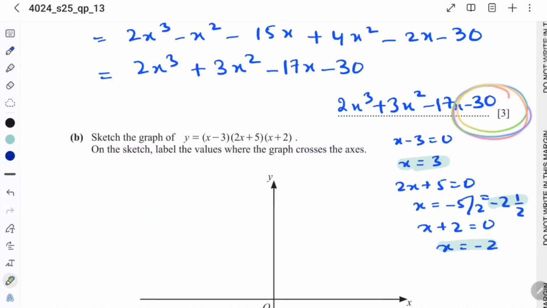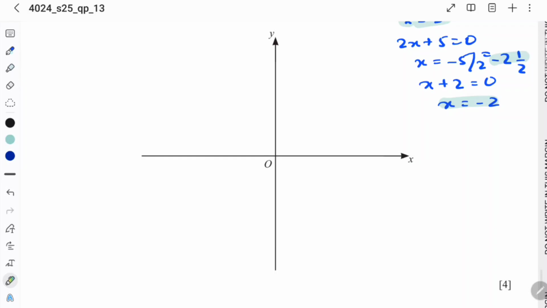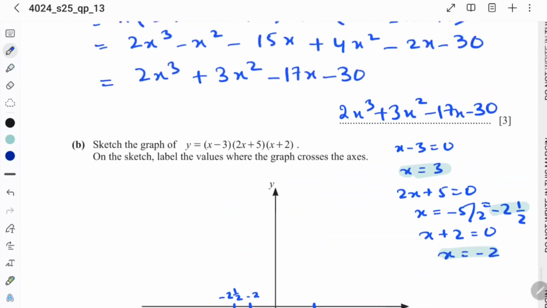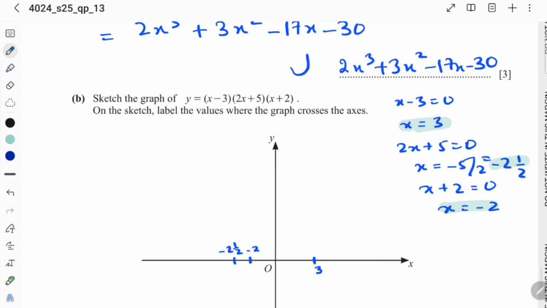We have expanded, it's a constant. So it means that on the y-axis it will intersect at minus 30, I'm just writing down minus 30 there. Okay, now because minus 30 is a lower number here, I'm just keeping 3 like this, and then minus 2 and minus 2.5. For example, this is minus 2, and this is minus 2 whole 1 over 2. Now I'm joining it. Remember, this is positive 2x cube, positive. So the graph will be like this.